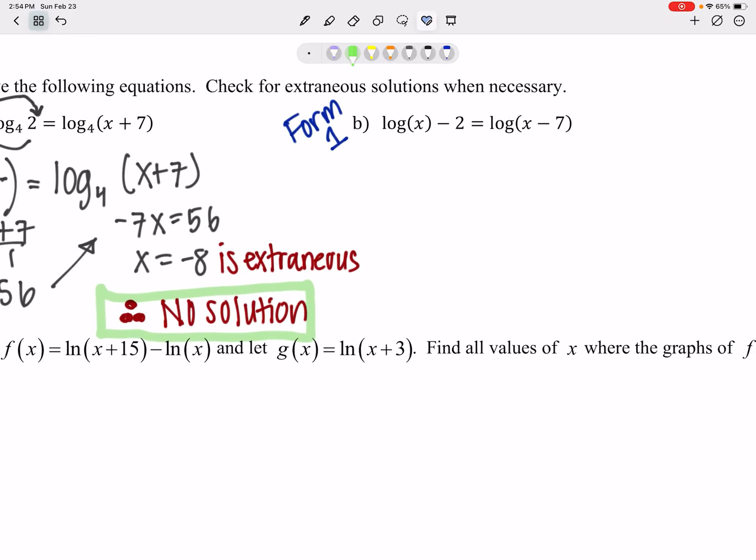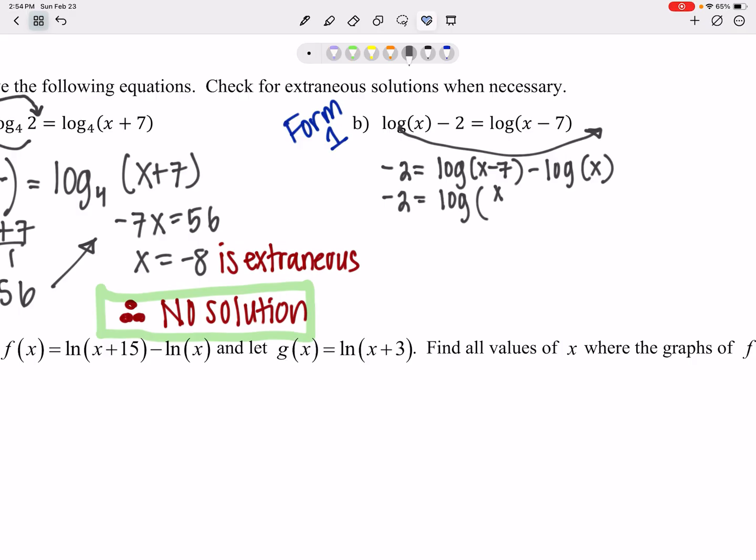Okay, let's try B. B says log of x minus 2 equals log of x minus 7. I'm going to have to do a little maneuvering here. So what I'm going to do is move this logarithm over to the right-hand side. Negative numbers, sometimes I try to avoid them, but I don't have a ton of room here, so I'm going to work with it, and it's okay. Negative 2 is going to equal log of x minus 7 minus log of x, which means negative 2 equals log of a fraction, x minus 7 in the numerator and x in the denominator.